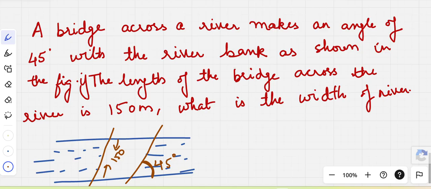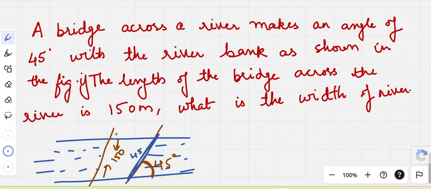So everybody's chance is over. Now let me explain. See, we have 45 degrees here and the length of the bridge they gave. Length of the bridge is always perpendicular, isn't it? No, not length. The bridge across is slanting. The bridge across a river makes an angle of this much. So this part is 150.